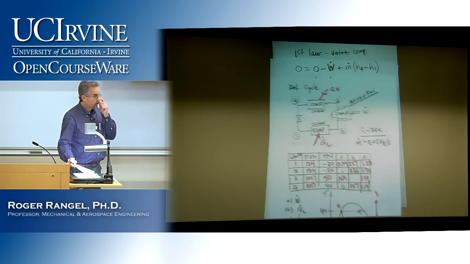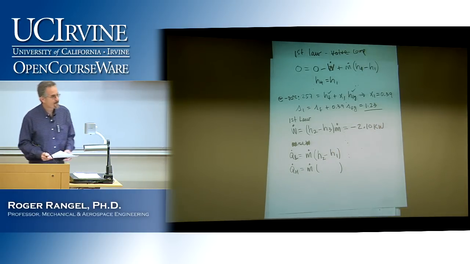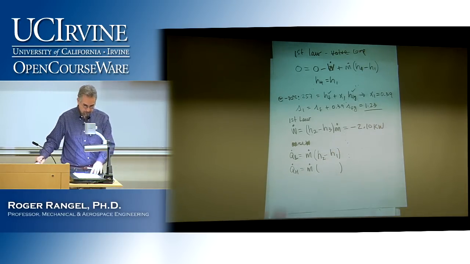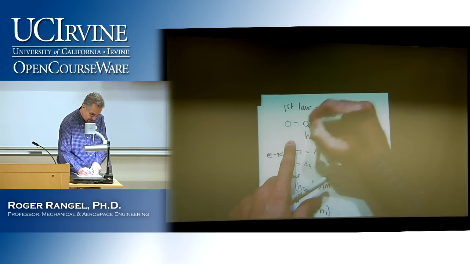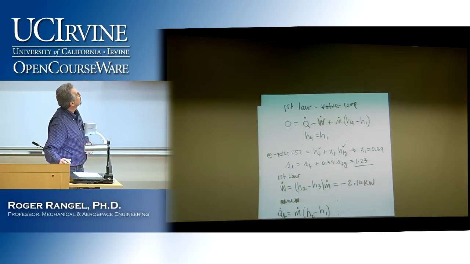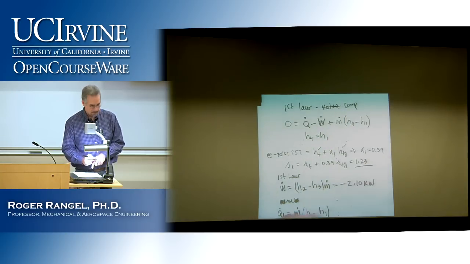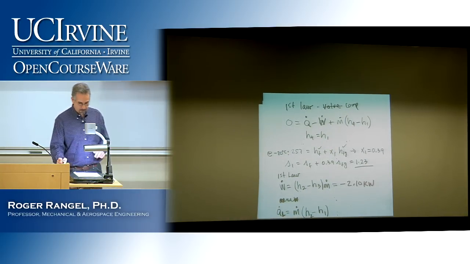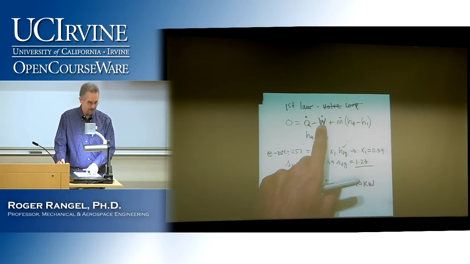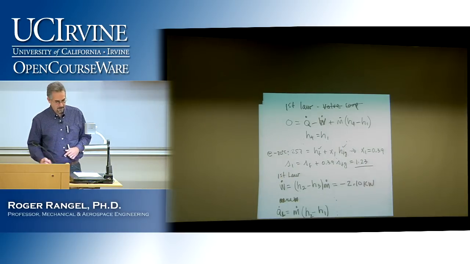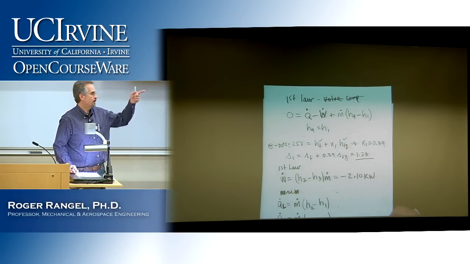Remember, we're always working with this equation. The term that is missing is the Q. So for the valve, we put both to zero. For the compressor, we put the Q to zero. But for the condenser and the evaporator, we put the work to zero. So we get the Q dot equals M dot times H. This would be H in minus H out.